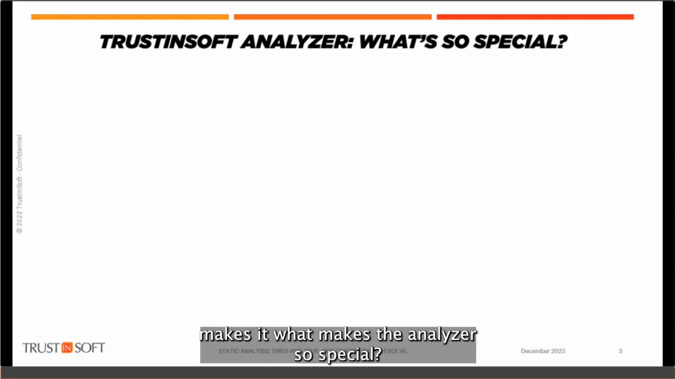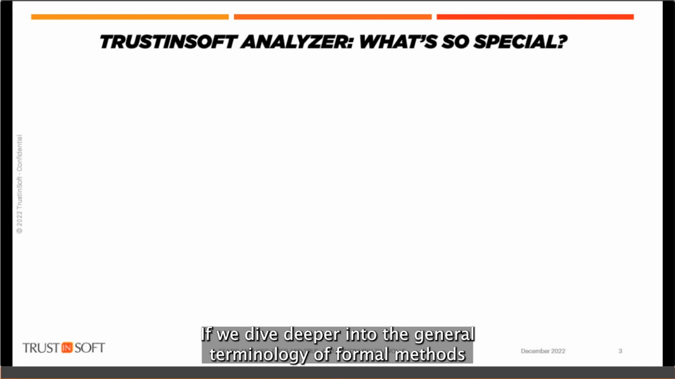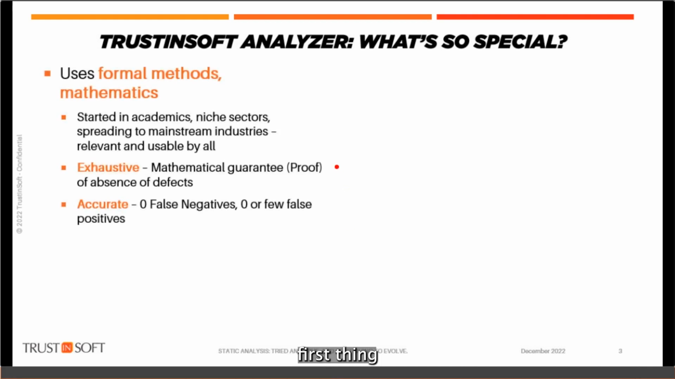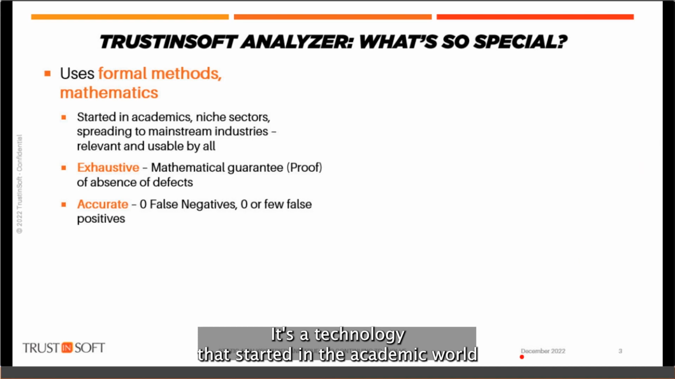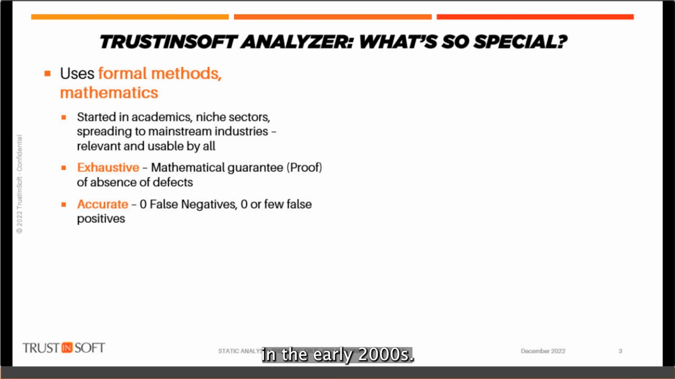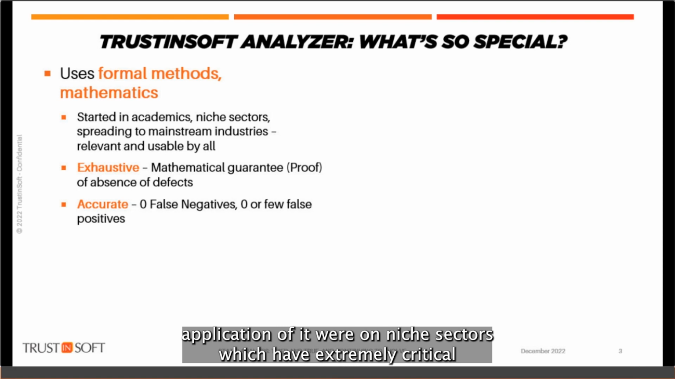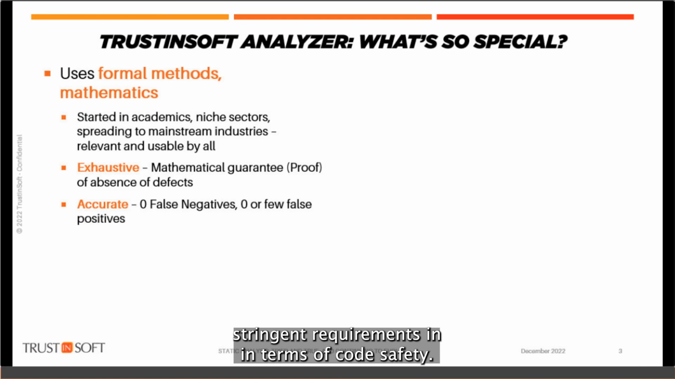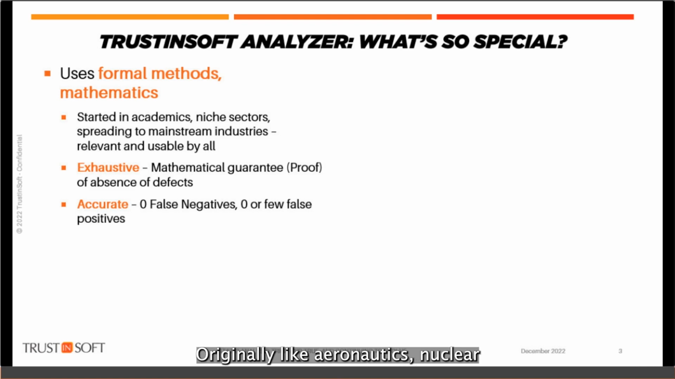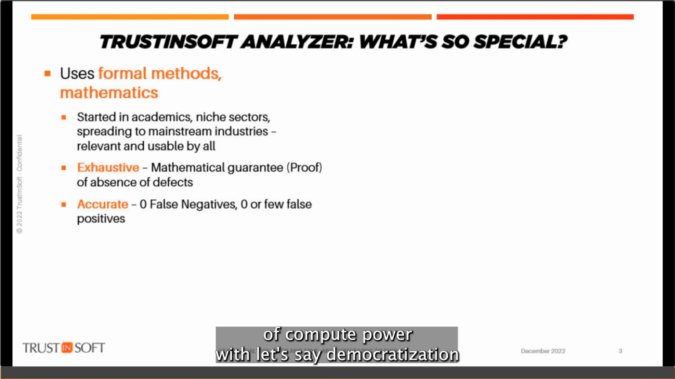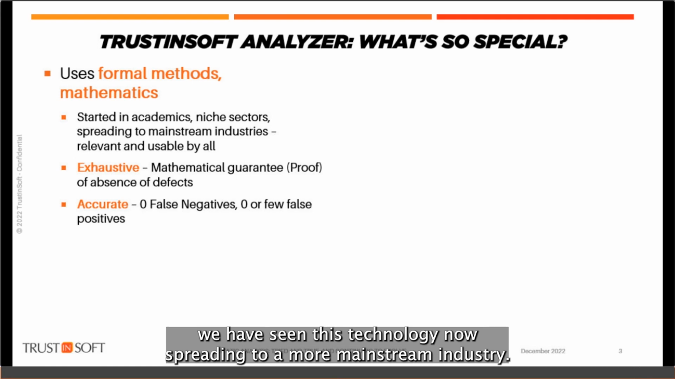So what makes the analyzer so special? If we dive deeper into the general terminology of formal methods, first thing, what is it exactly? Formal methods are based on mathematics. It's a technology that started in the academic world in the early 2000s. The first industrial applications were in niche sectors with extremely critical or stringent requirements in terms of code safety, like aeronautics and nuclear plants. But over the years, with the increase of compute power, the democratization of the technology and making it easier to use, we have seen this technology now spreading to more mainstream industry.